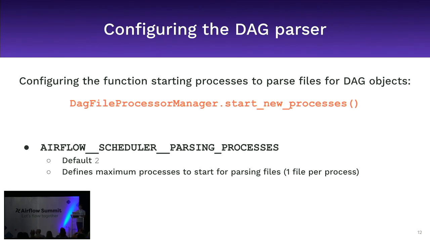Then there's also a setting related to start new processes. By default, the value is 2, and this controls how many processes Airflow spins up for parsing your DAG files. By default, this is 2, but if you have a ton of resources and a ton of DAG files, it might be worth bumping this up.